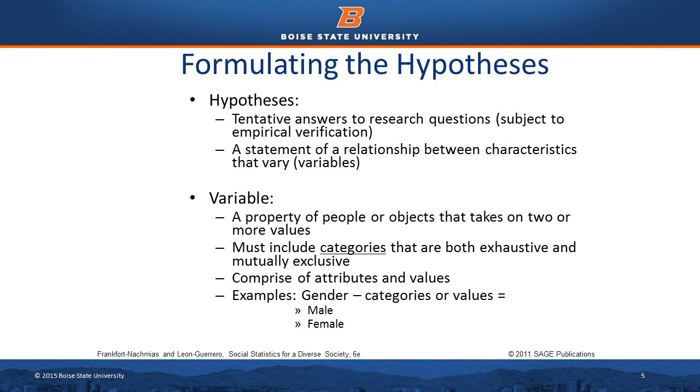Sometimes we will formulate a research hypothesis, a tentative statement of relationship between two variables. We'll talk about hypothesis more later on in the semester. A variable represents a concept that can take on two or more values. For example, we have the concept or variable of gender. One category or attribute may be male, and the other category or attribute may be female.